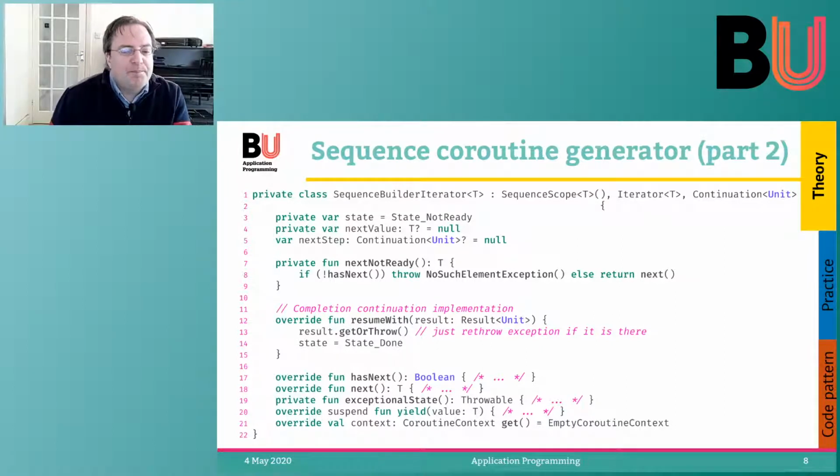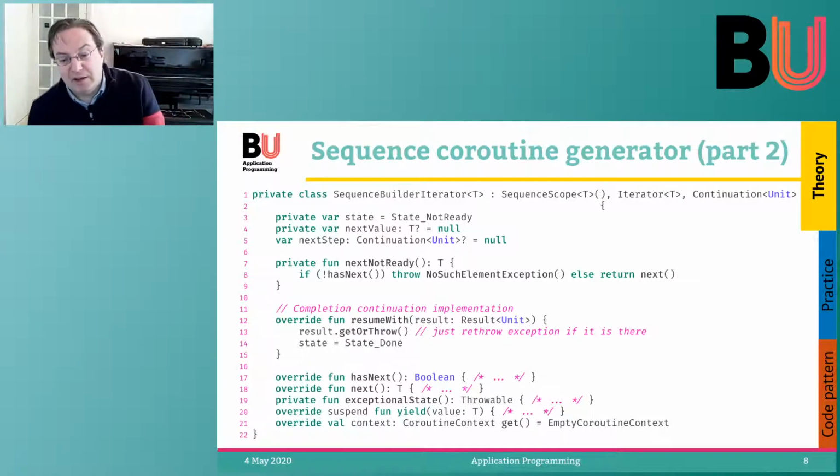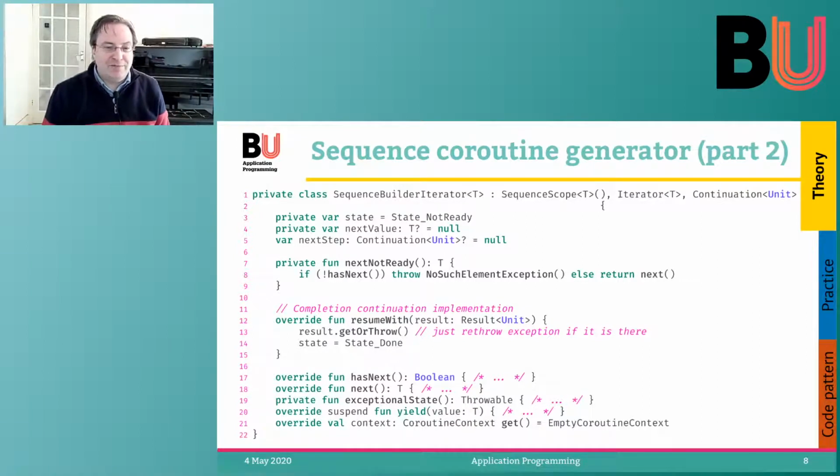Basically, when the next function is called, it can be that we already have the next value, because maybe we called hasNext, and hasNext, if we look at it, will actually produce the next value and then store it. Because how do you know that there's a next value? Well, you wait until a yield has been called, or until the coroutine has completed and you know that there is no next value.